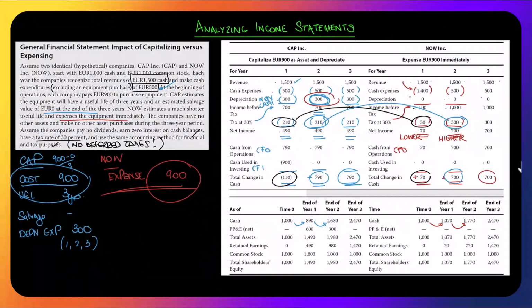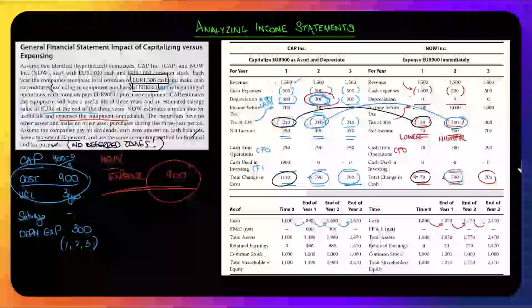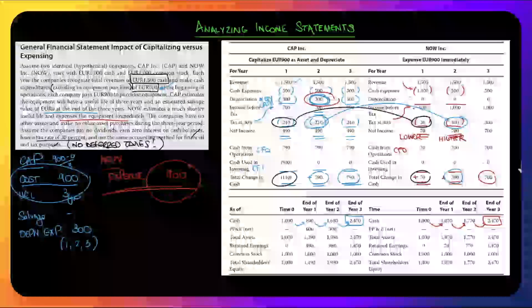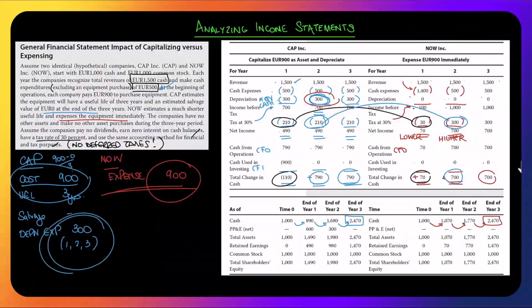But look what happens overall. When the 790 gets added by the end of year 3 to cap, the 700 gets added by the end of year 3 to now, your cash position at the end of year 3 is identical. Why? Because we've spent the same amount and been taxed the same amount. We got tax relief for 300 over 3 years or tax relief for 900 in 1 year, and we both spent 900. Therefore, by the end of year 3, your position is identical, I should say.